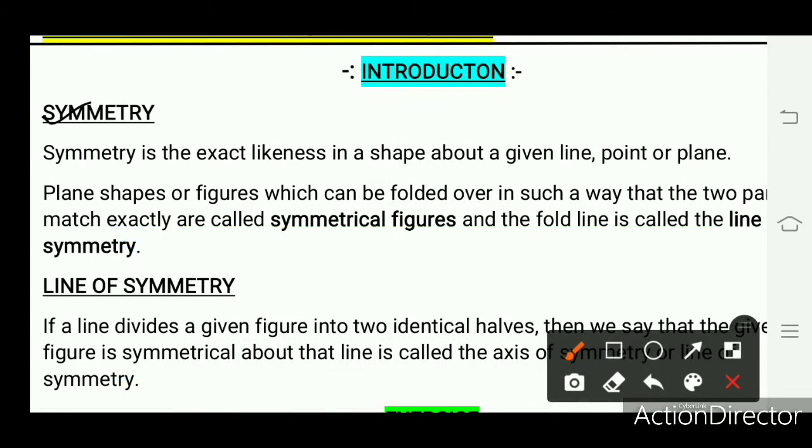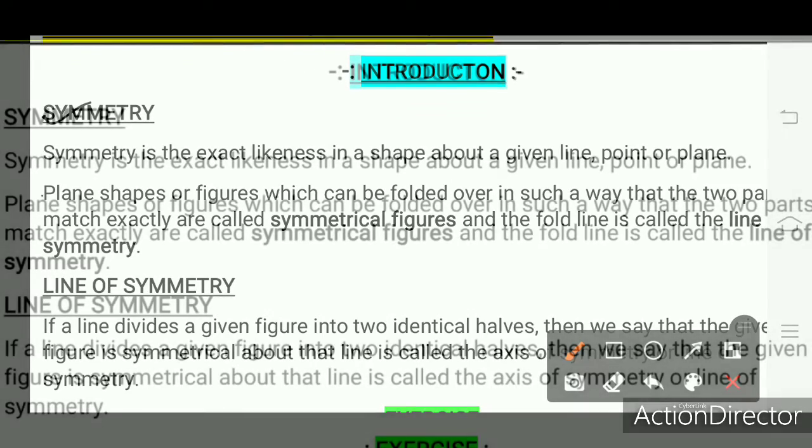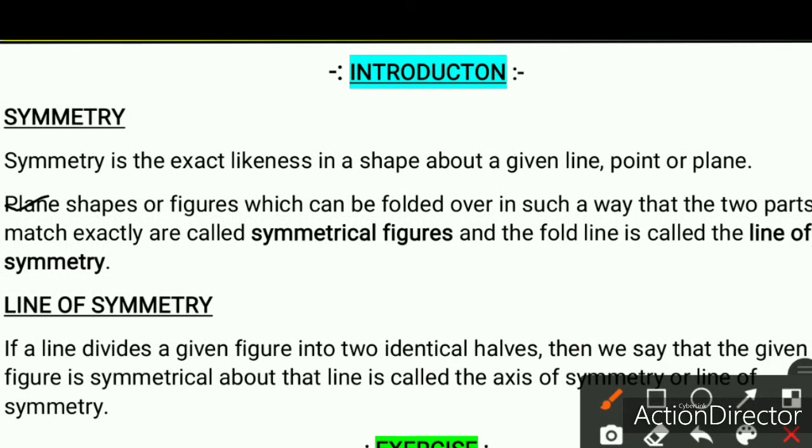Symmetry. Symmetry is the exact likeness in a shape about a given line, point or plane. Plane shapes or figures which can be folded over in such a way that the two parts match exactly are called symmetrical figures. And the fold line is called the line of symmetry.